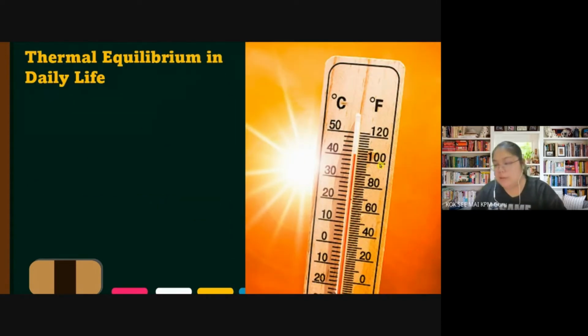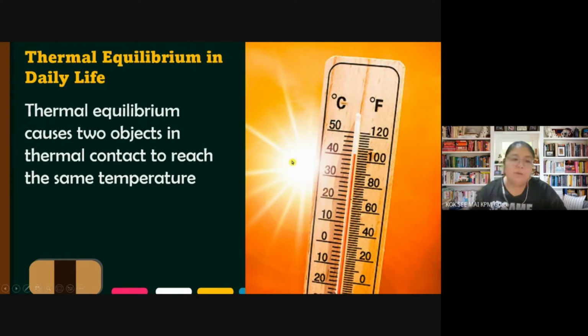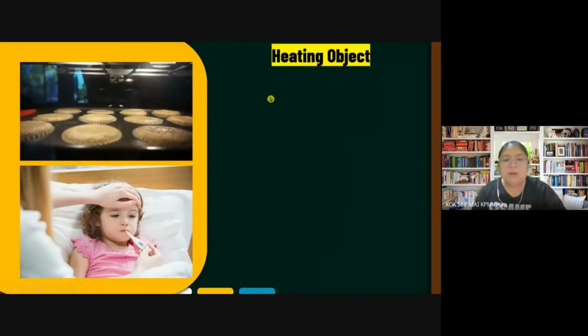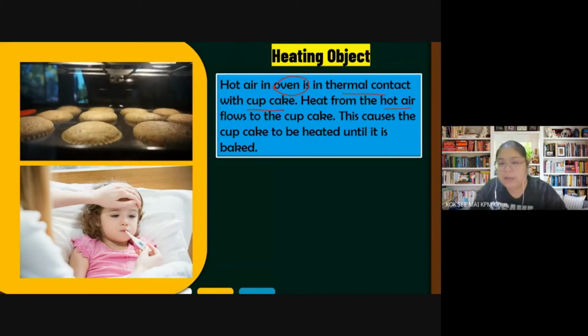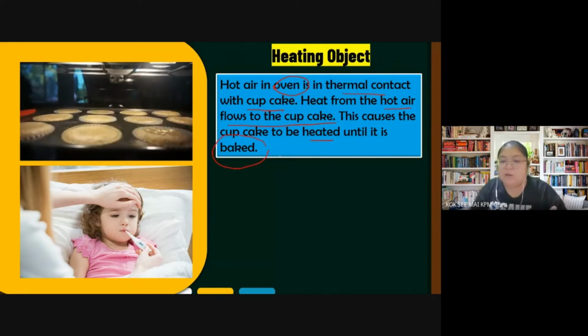Thermal equilibrium in your daily life, we apply. First, thermal equilibrium causes 2 objects in thermal contact to reach the same temperature. Example, heating: hot air in the oven is in thermal contact with your cupcake. Heat from the hot air in the oven flows to the cupcake, hot transfers to the cool. So this causes the cupcake to heat up until both temperatures are the same. Thermal equilibrium achieved. So when thermal equilibrium is achieved, that means your cake is already baked, so you can eat it.